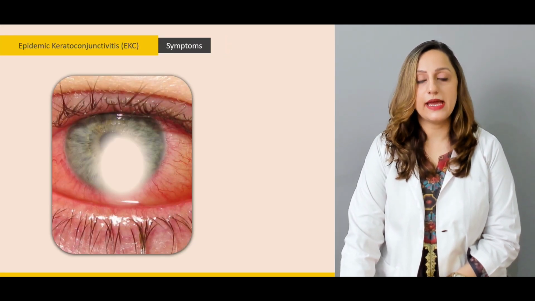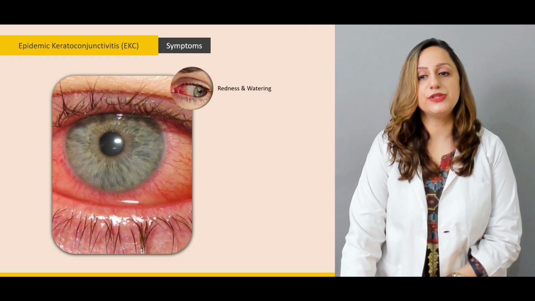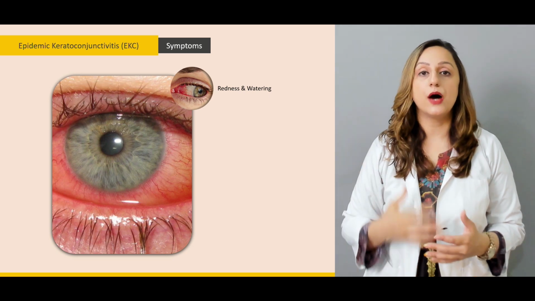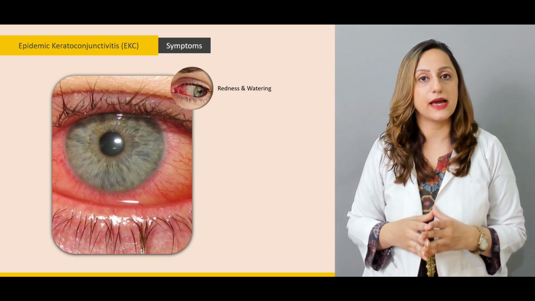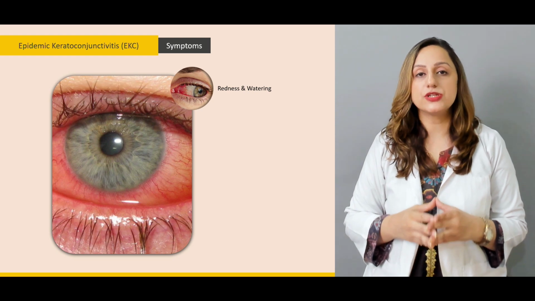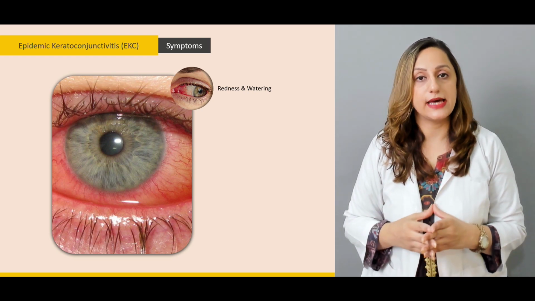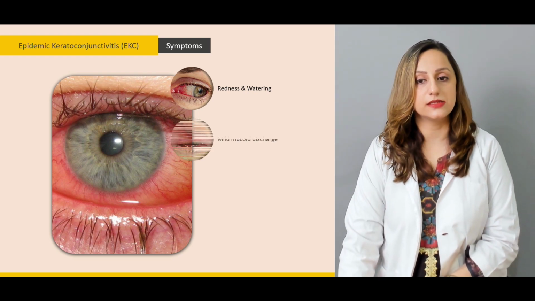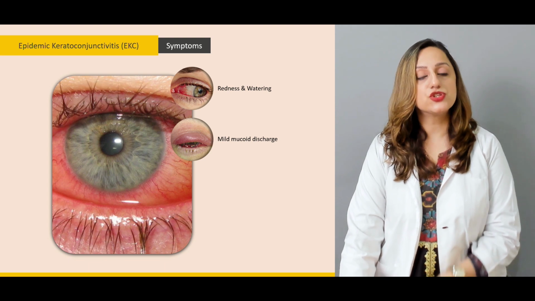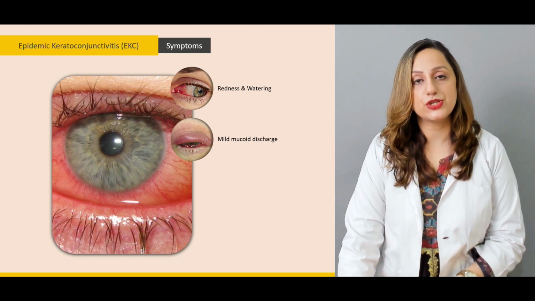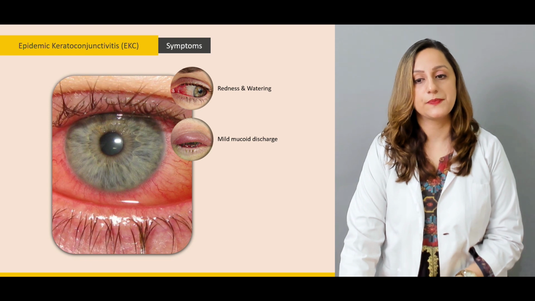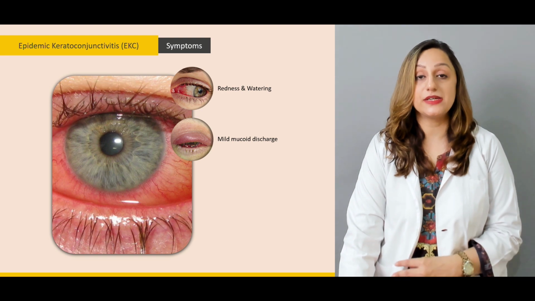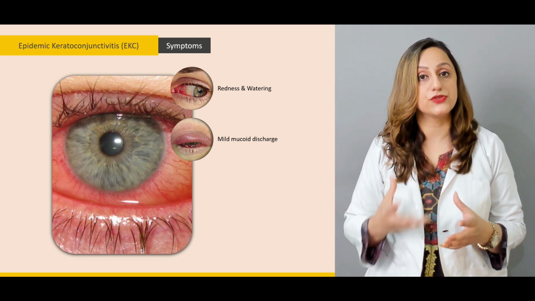The symptoms of epidemic keratoconjunctivitis include redness and watering, that is, a watery discharge. It won't be a mucopurulent discharge coming out of the eyes. Mostly it is just a thin watery discharge, and the patient would complain of redness. Obviously, it's not a hemorrhage. It's just redness occurring due to chronic irritation of the eyes. Then it would be followed by a mild mucoid discharge if there is a superimposed bacterial infection.